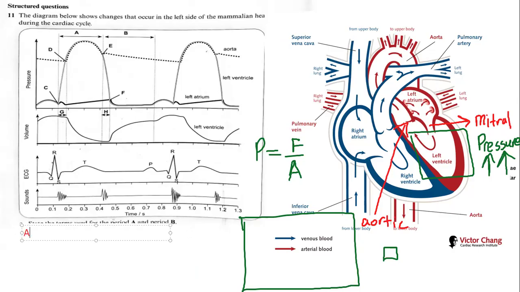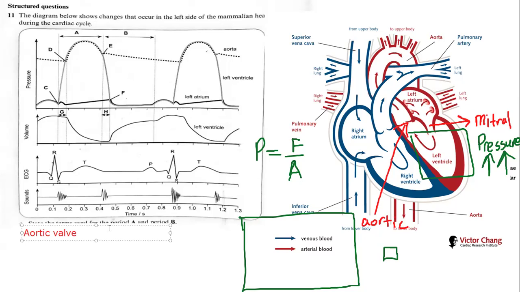So now let's talk about the aortic valve. While all this is happening, is the aortic valve open or closed? Before the mitral valve closes shut, how would you describe the aortic valve? Well, it will be closed too. Yeah, it would be closed, right?